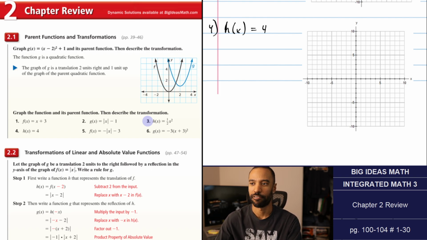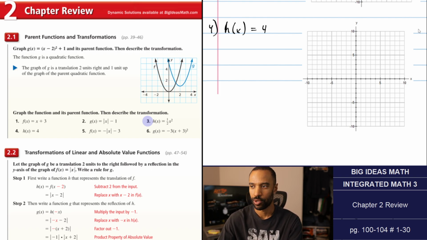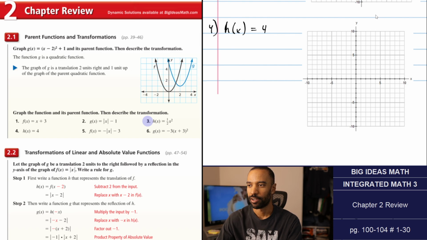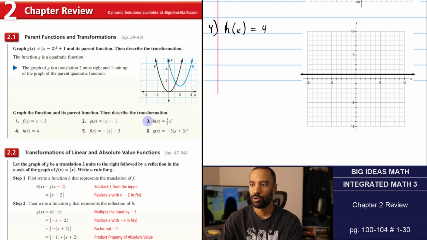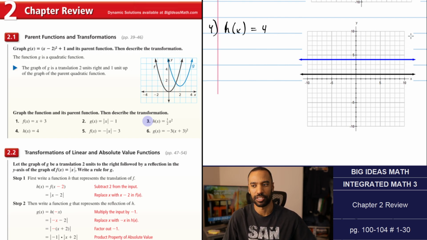Now the original parent function would be y equals 1, so I do have to bring that up. I thought it would be y equals 0. The book kind of says y equals 1, so we'll go with that. Y equals 4 looks like this. When I said nothing affects it, what I mean is that no matter what x is, y is always 4.